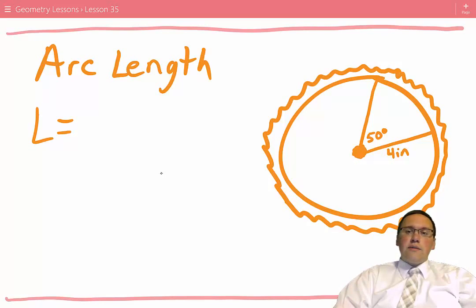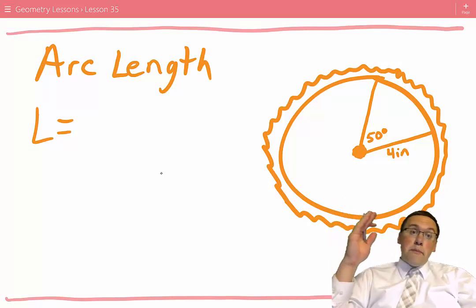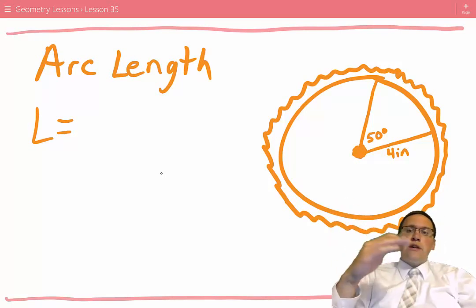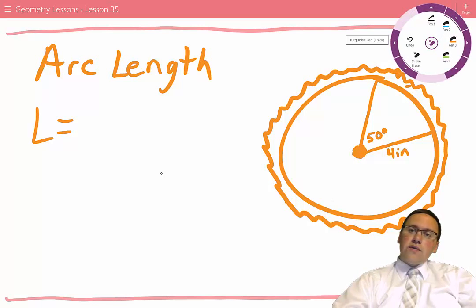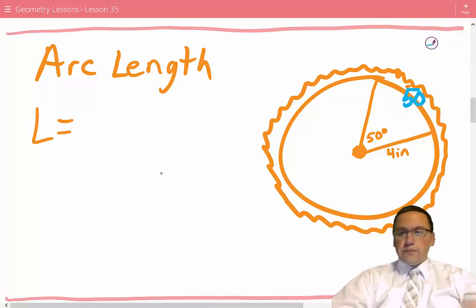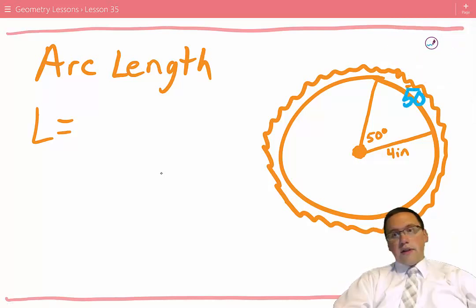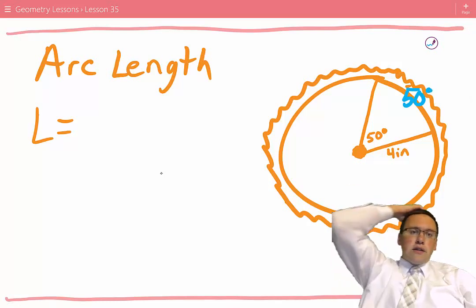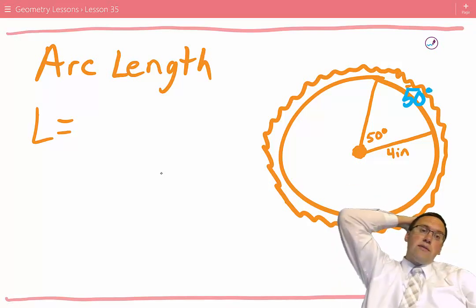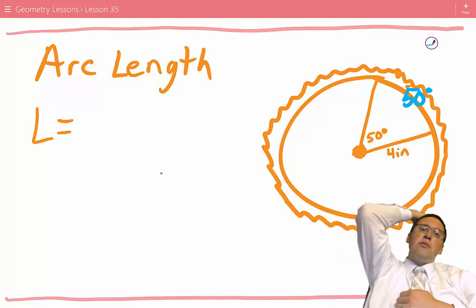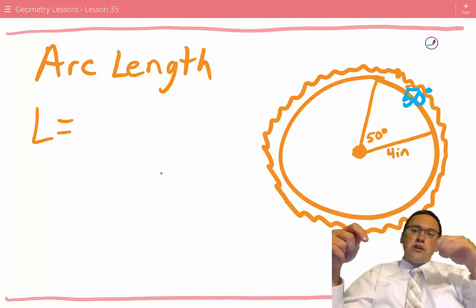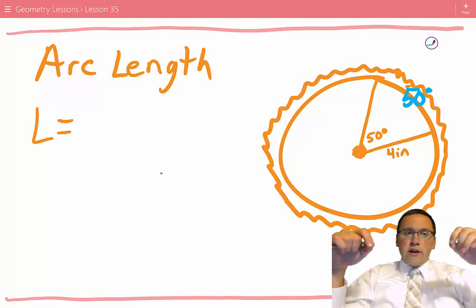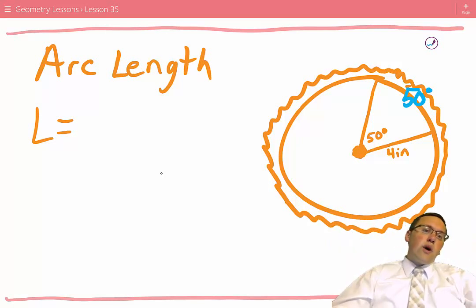Arc length. Before we talked about arc measures, the difference between a measure and a length. The arc measure, let me use a different color, is 50. So that's the measure. The length is more akin to the circumference. The length is just the portion of the circumference. Or if you took a tape measure and wrapped it around that part of the arc, what would the length be?